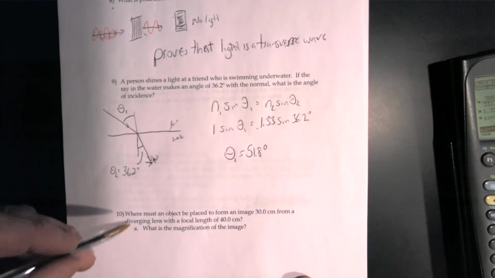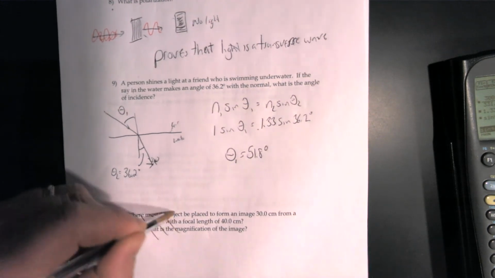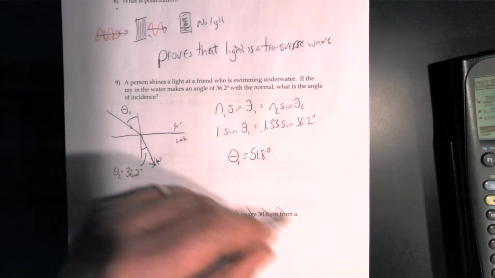Number 10, again, we're not doing any of the lens stuff, so this one's going to be completely gone. We don't have to worry about any of those equations. We're not going to do those. And we'll flip the page.